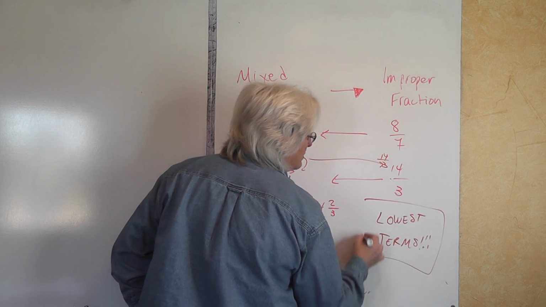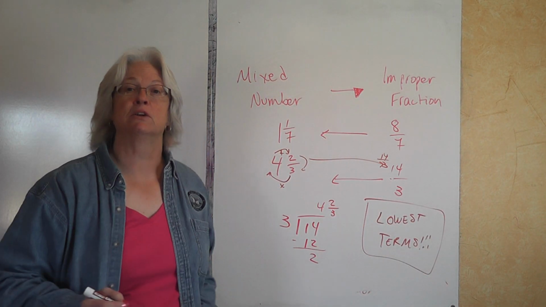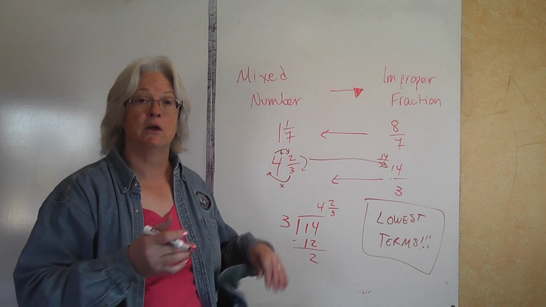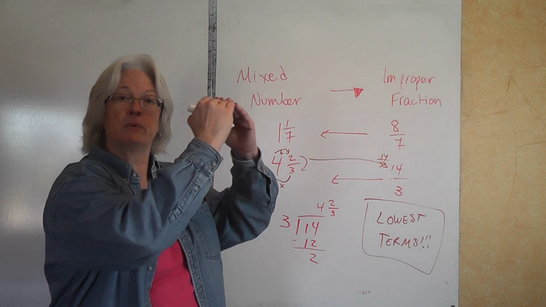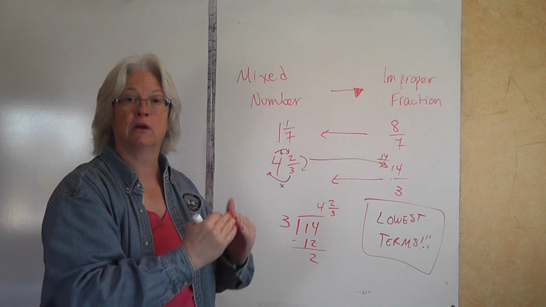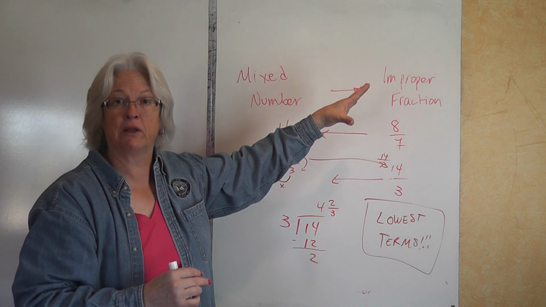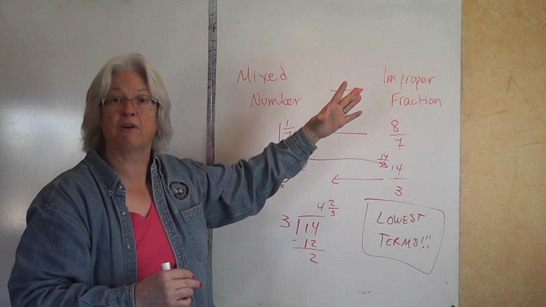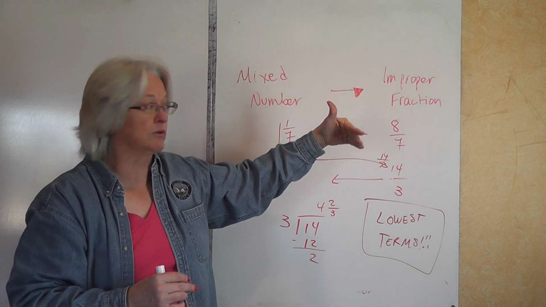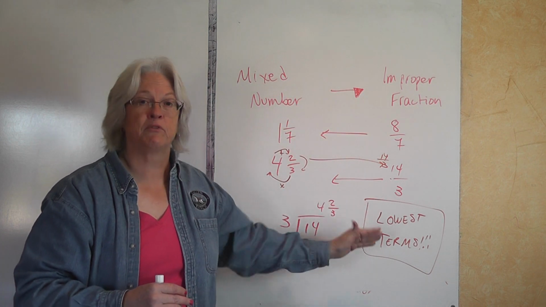What does it mean for a fraction to be in lowest terms? That means that there is no common factor in the numerator and the denominator. That means that you can't divide the numerator and denominator by 2 or by 3 or by 5 or by 22, whatever. There's no common factor.